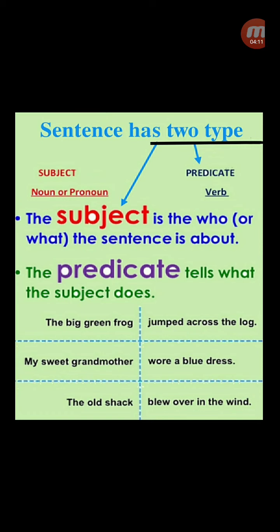The old shack blew over the wind. Now what is the verb over here? Blew. The old shack did what? What is that thing? It is blowing over, that is, it blew over the wind. Who blew over the wind? The old shack.